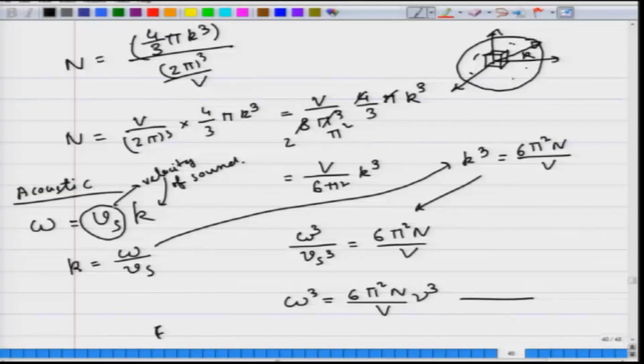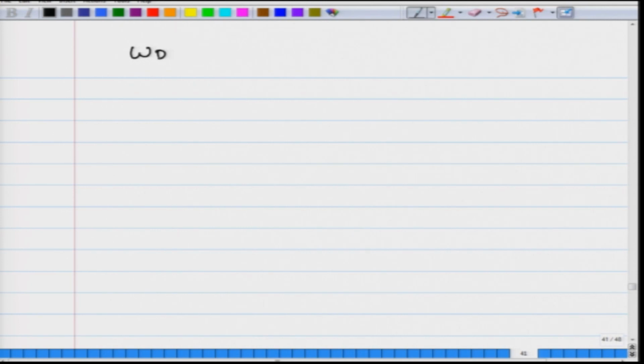We denote that highest frequency as omega d, the cutoff frequency above which there will be no states available. The highest frequency is the Debye frequency, we write this as omega d. If n is the number of states, omega d cube is 6 pi square mu s cube into n by v, and theta d, the Debye temperature, is h cut omega d by kb.